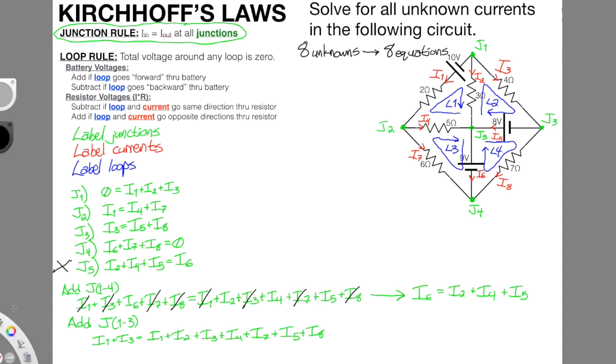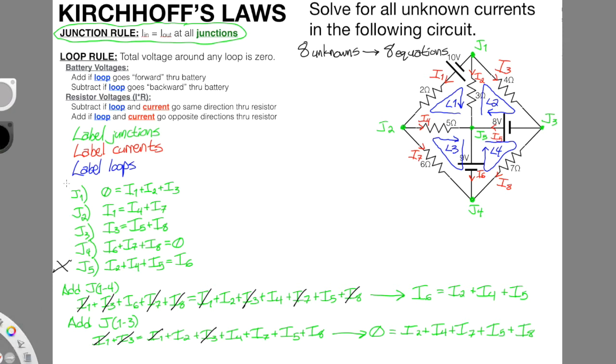If we follow the same process and cancel things out on opposite sides of the equation, we end up with 0 equals I2 plus I4 plus I7 plus I5 plus I8. So this does not match junction equation 4, so that means junction equation 4 is unique. It does give us new information.